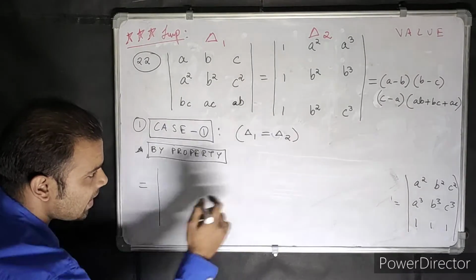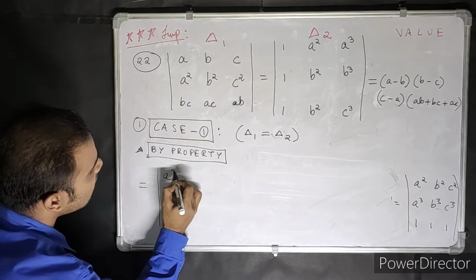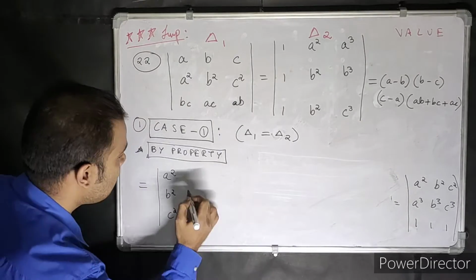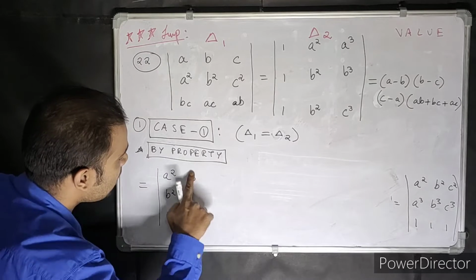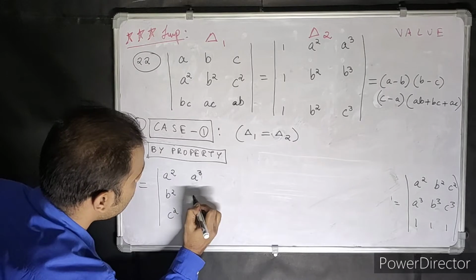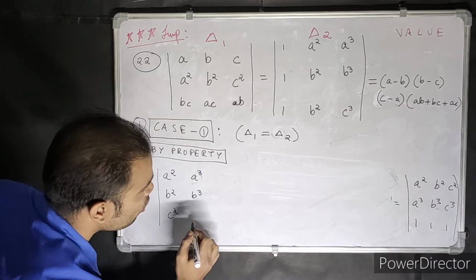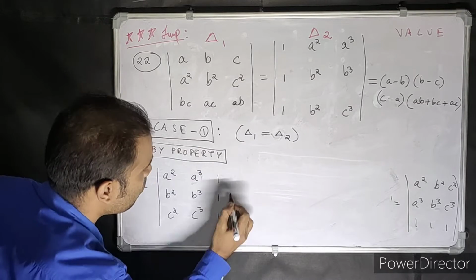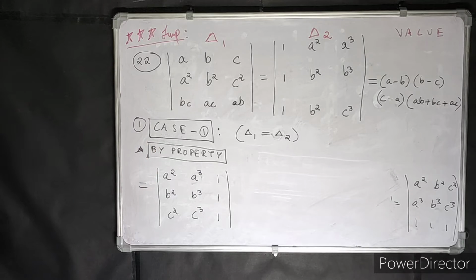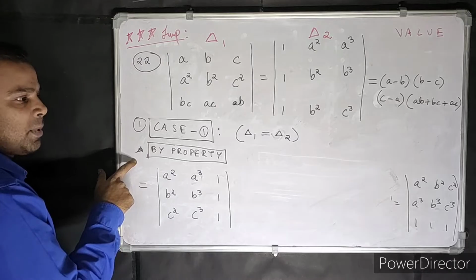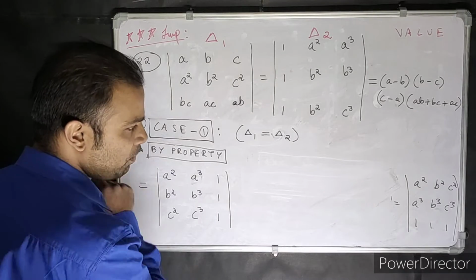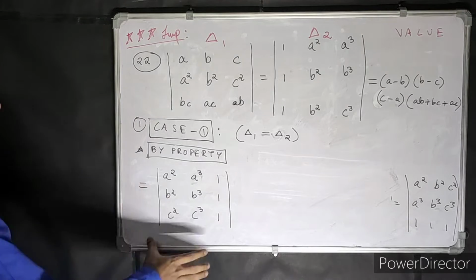The first row is A square, B square, C square. So that is A square, B square and C square, came down to the column. Then A cube, B cube, C cube, 1, 1, 1. Can you see this? So you have to write this according to property, even though you don't have to mention the property, but you have to write by property. So by property, you are getting this.